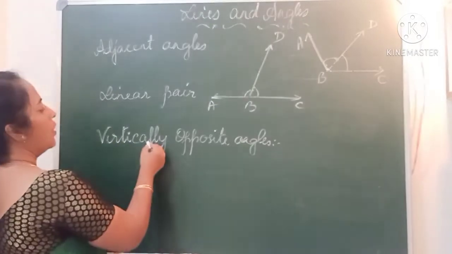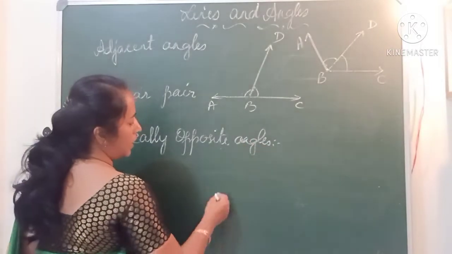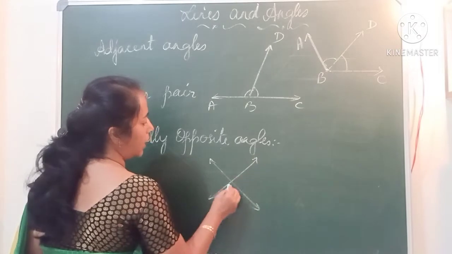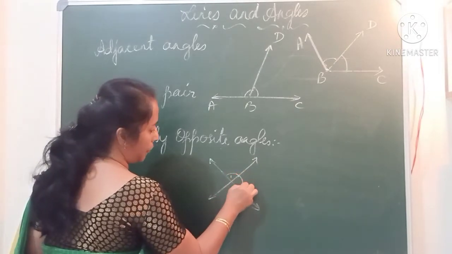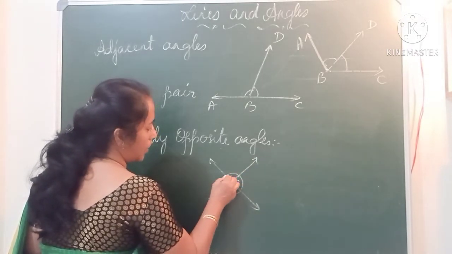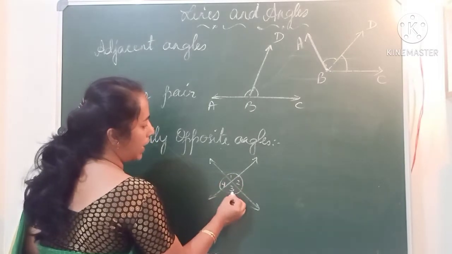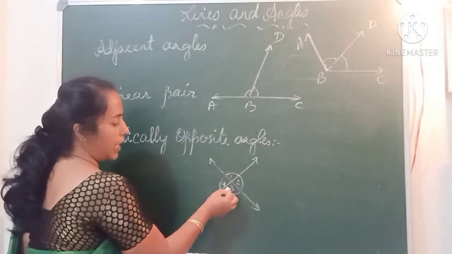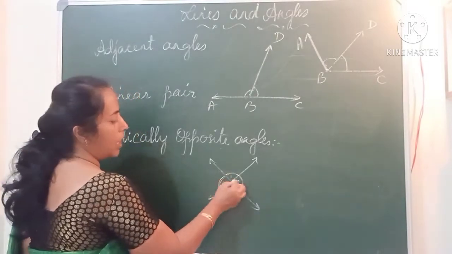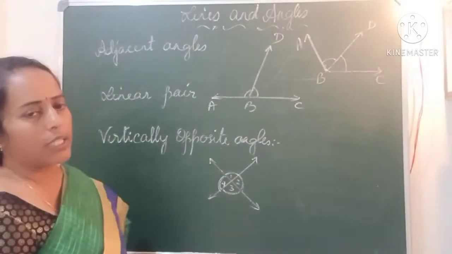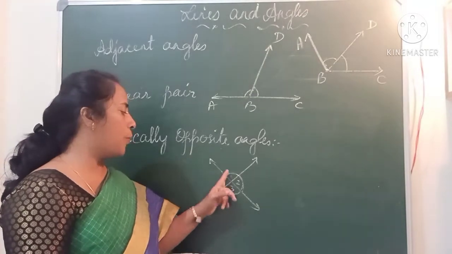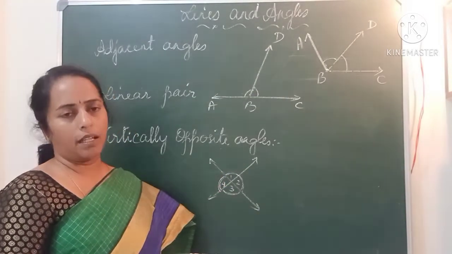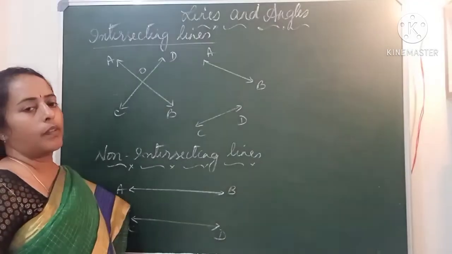Now vertically opposite angles. If two lines are intersecting at a point, then four angles are formed here. Then angle 1 and angle 3, these two are said to be vertically opposite angles. Angle 2 and 4 are said to be vertically opposite angles. We will get two pairs of vertically opposite angles when two lines are intersecting.